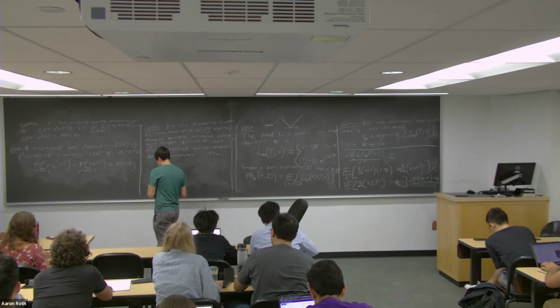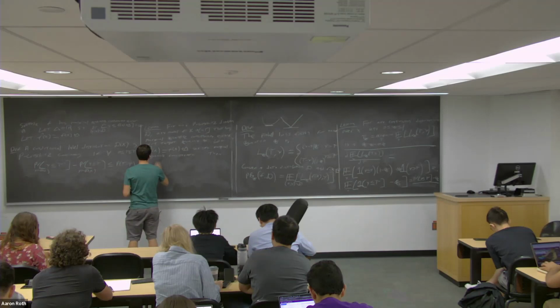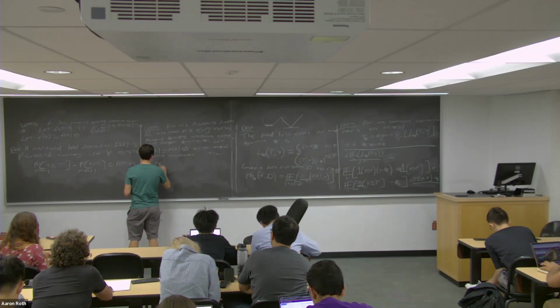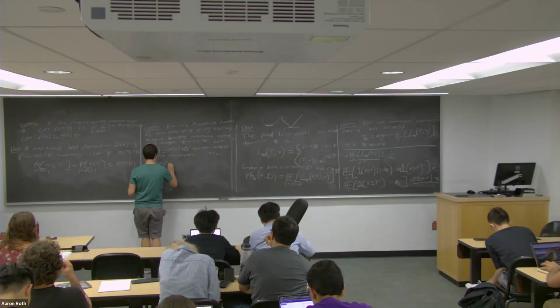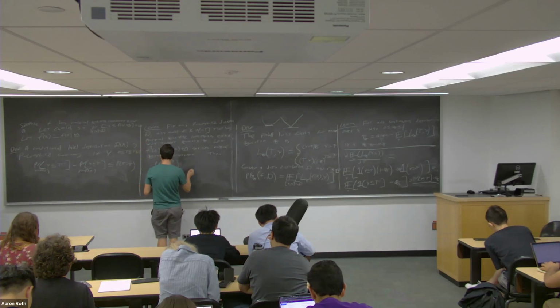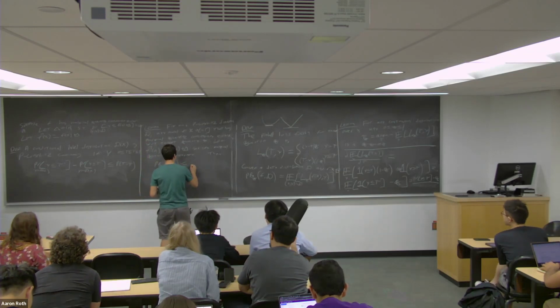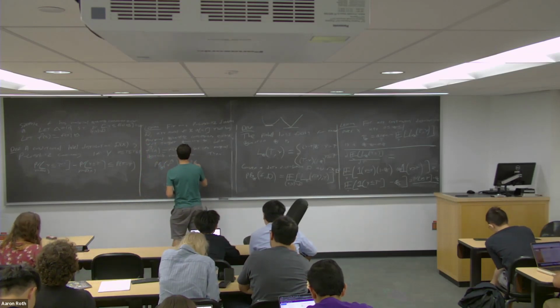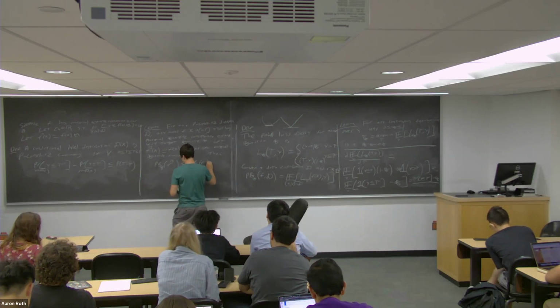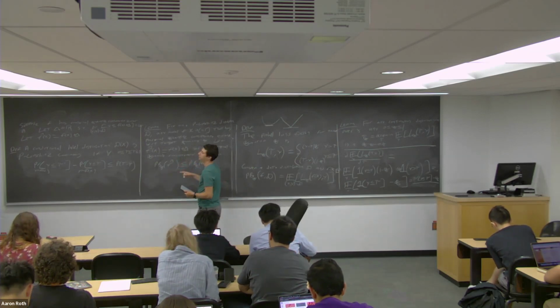Then the pinball loss of f hat is less than the pinball loss of f by an amount that we can relate to alpha, by alpha squared over 2 rho.